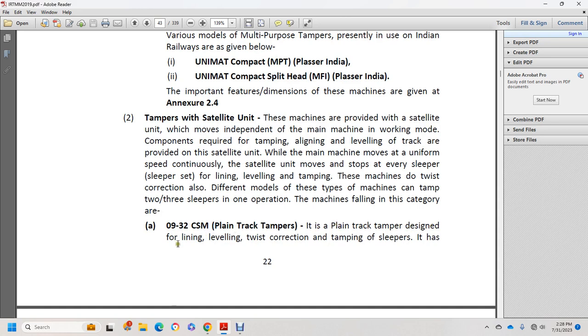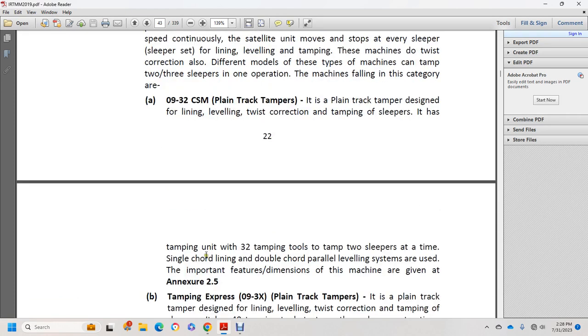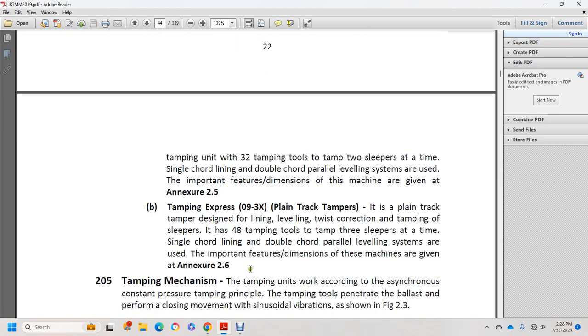Plain track tamper is designed for line, level, and twist correction tamping over the sleepers. It also has a tamping unit with 32 tamping tools which will tamp 2 sleepers at a time. Single cord lining, double cord, parallel leveling system. The important features to mention for the machine are given in Annex 2.5.